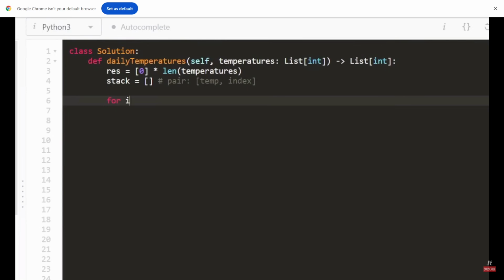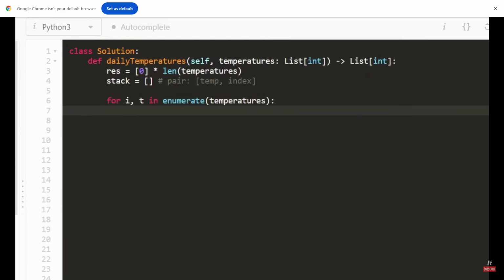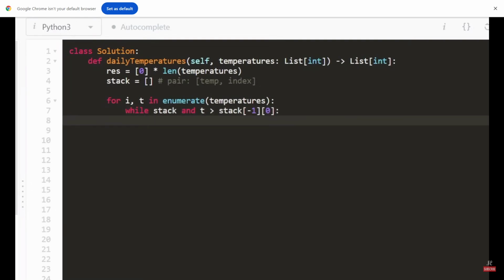Next, we're just going to iterate through the temperatures array. We're going to enumerate this, meaning we're going to get the index of it and the value at the same time. It just makes the code a little bit cleaner. I is the index, T is the temperature. First thing we're going to do is see, is our stack empty? And if it is not, is this temperature greater than the temperature on the top of our stack? The top of our stack is index -1 in Python, and the temperature is the first value in that pair, so index 0. And so if this is true, of course we can pop from our stack, right?